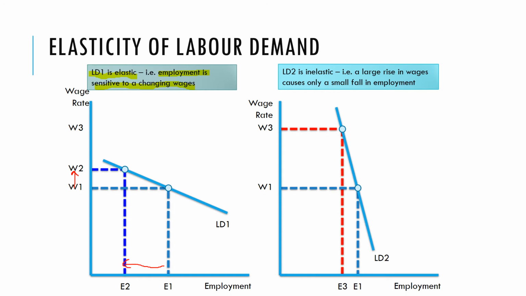On the flip side, if the demand curve for labour is inelastic, what we're saying is a large rise or change in wages won't cause much difference in the level of employment. So here in our example, we can see that a big change in wage rate from W1 to W2 has only caused a small change in the demand for workers.